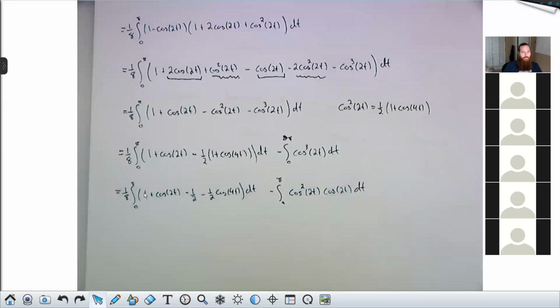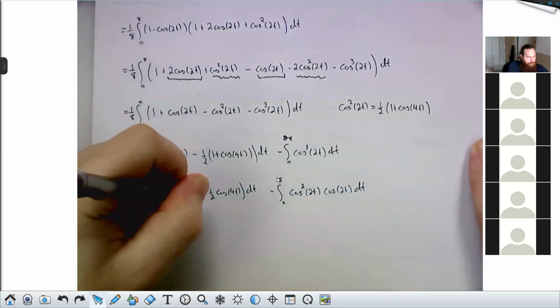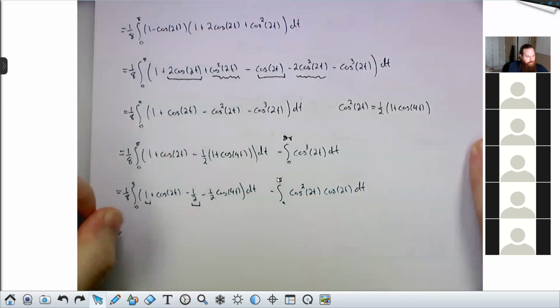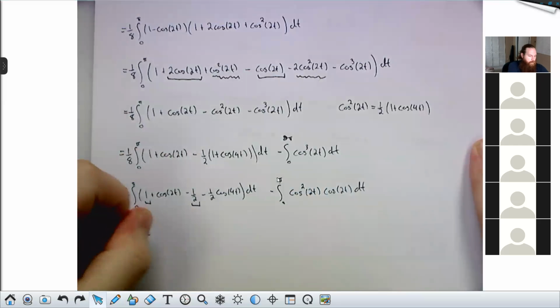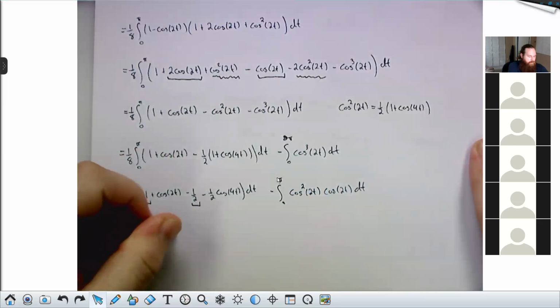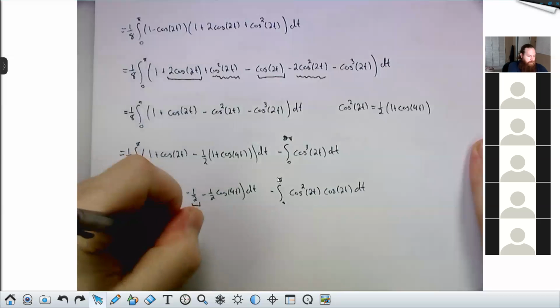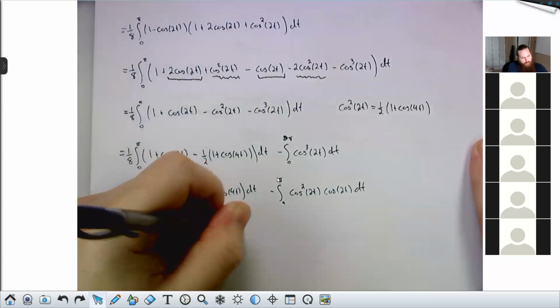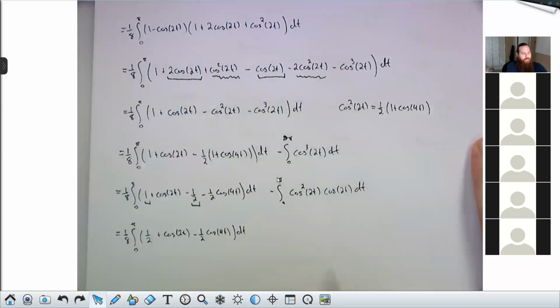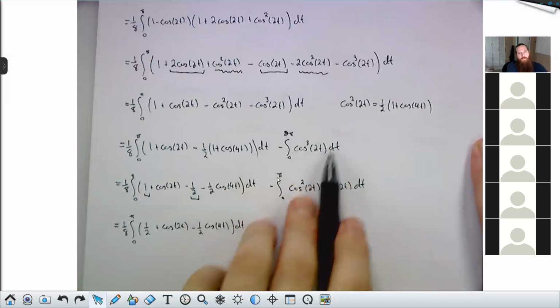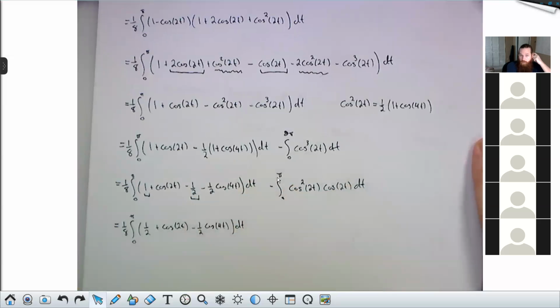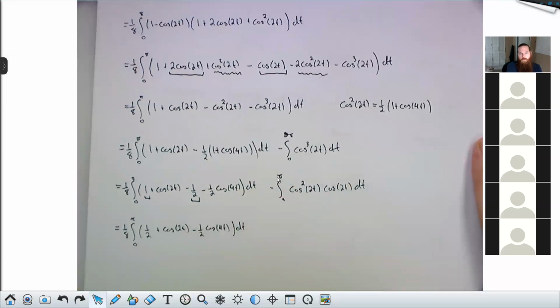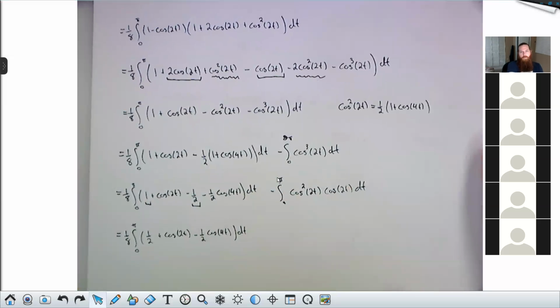This one is now easy. This piece is pretty much done. This 1 and this minus 1/2 can be combined. And I'll get 1/8 integral 0 to pi of 1/2 plus cos 2t minus 1/2 cos 4t. And believe it or not, this integral is going to be 0. There's a couple ways you could see it. You could argue geometrically if you know what the graph of cos cubed 2t looks like. That's what I would do.